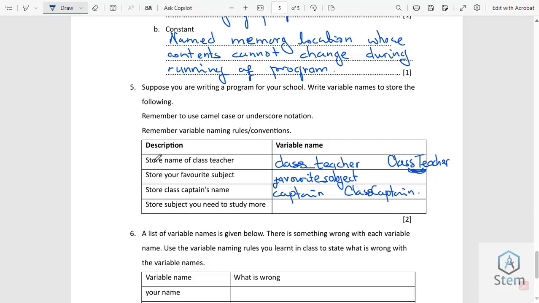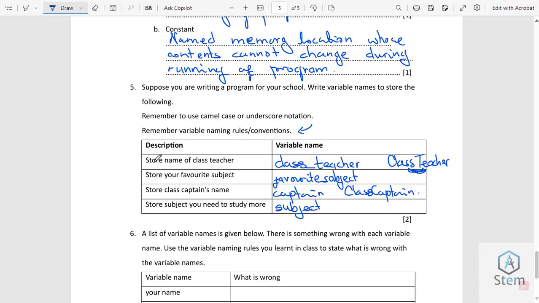Subject. You need to study more. You can just say subject, or you can say subject underscore to underscore study underscore more. You have to pay attention to the conventions we mentioned in the previous video. That is the most important thing. The name you give here may be different from the ones I have written as examples here, but as long as your examples follow the conventions, I will mark them correct.